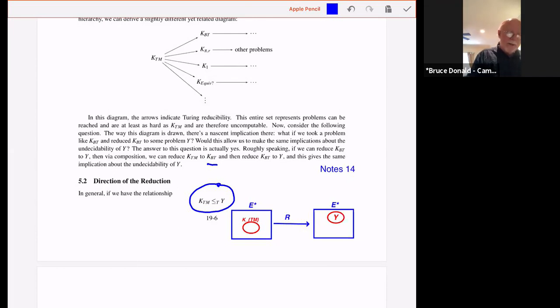But what's useful here is: which direction does the reduction go? This is something that's perennially confusing to students and even to researchers. Here's the hint. If you write down that Y is at least as hard as K sub TM, which we prove by reducing K sub TM to Y, the direction of the reduction function goes in the opposite direction to the arrow, as you can see from this diagram. If you remember this heuristic, you'll never get lost about the direction of the reduction. The reduction goes in some direction, and the hardness symbol goes in the opposite direction because you're showing Y is at least as hard. I'll let you meditate on this a little bit.